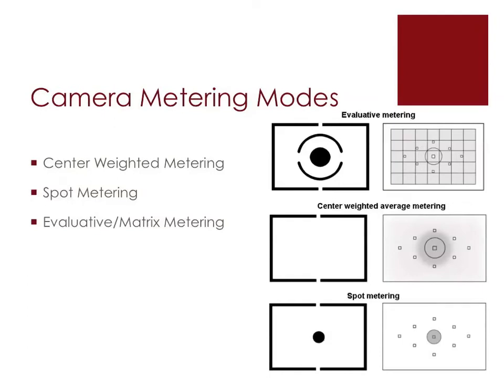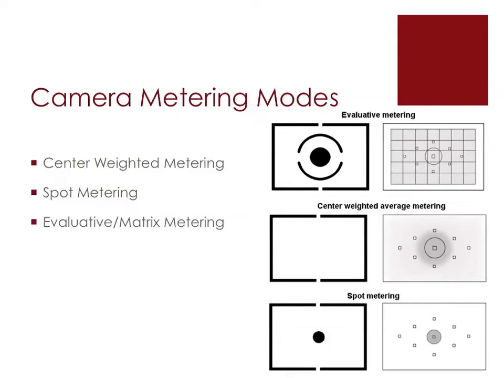So there are different camera metering modes. On DSLRs, you should be able to click a button that has something that looks like this somewhere. So try to find that. And if you press that button and change your dial, it'll give you different settings that look like these icons right here. Some cameras have more than these, but these are the three primary ones that I want to cover.